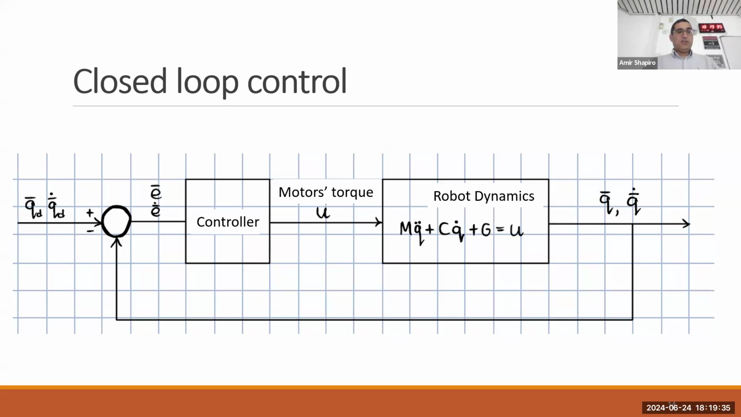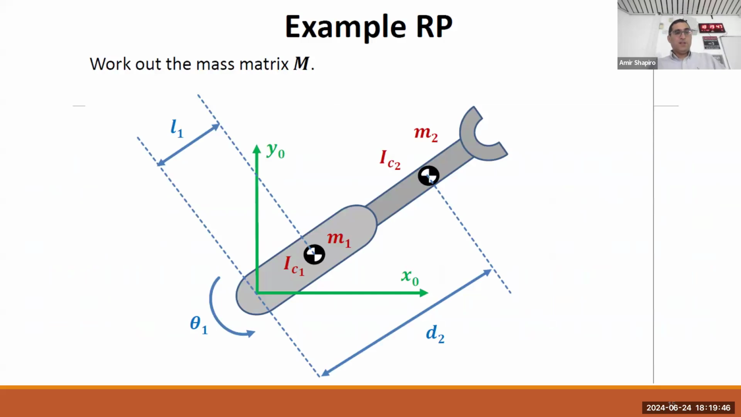Okay. So now we will see how we can control such a system. Say we have a 2 degrees of freedom robot. The first degree of freedom is the rotation by theta 1, and the second degree of freedom is the translation d2. And we have the inertia and the mass of the first link, and the inertia and the mass of the second link. We have the length to the first center of mass, and d2 is the length to the second center of mass.